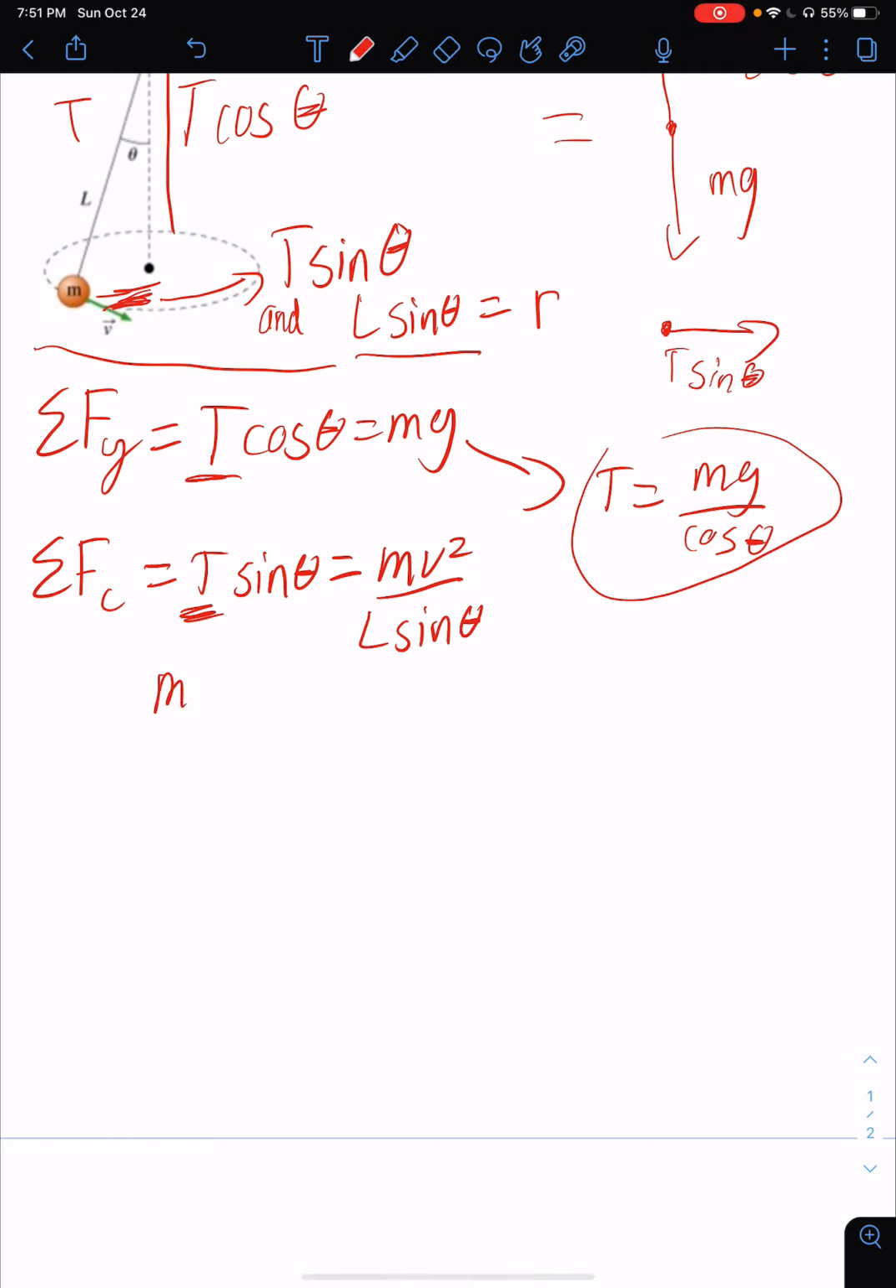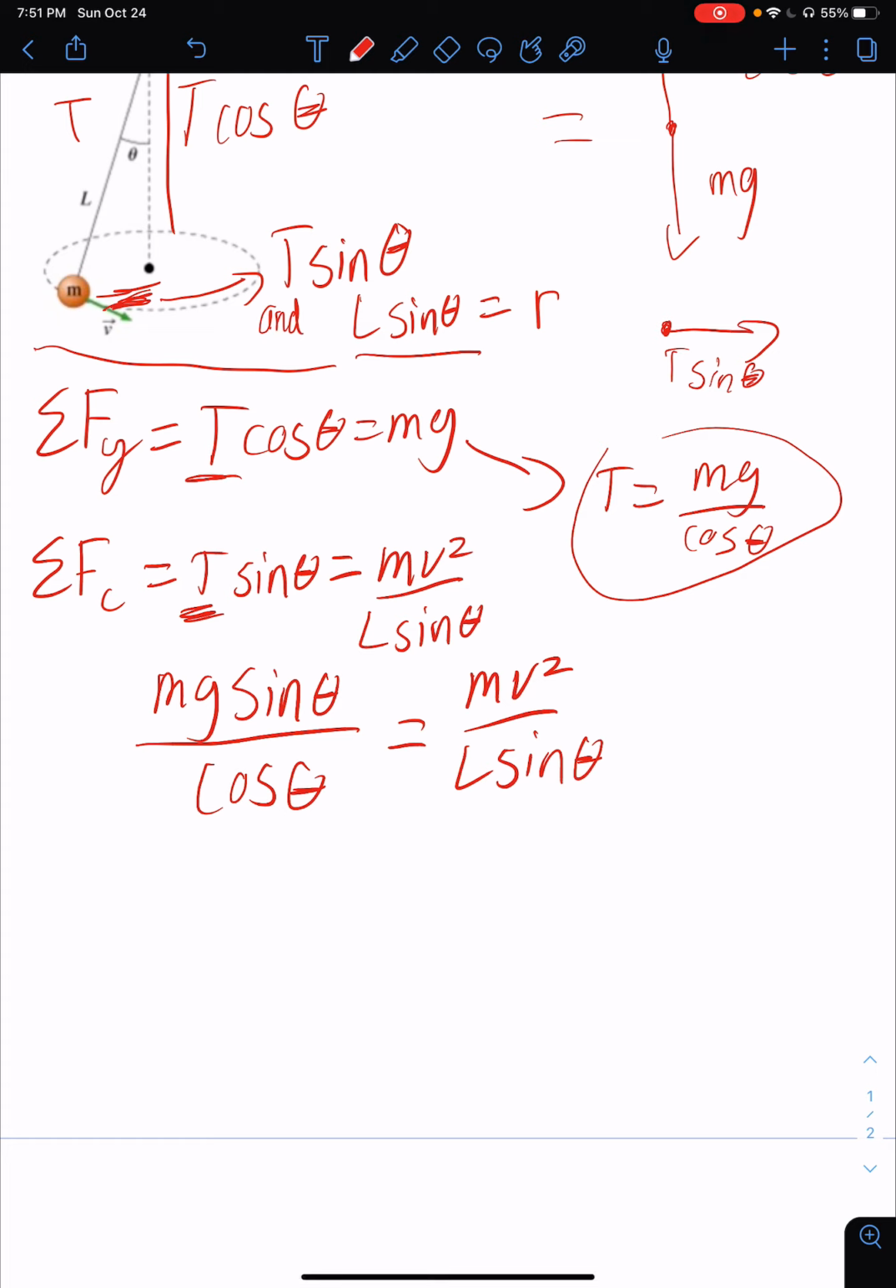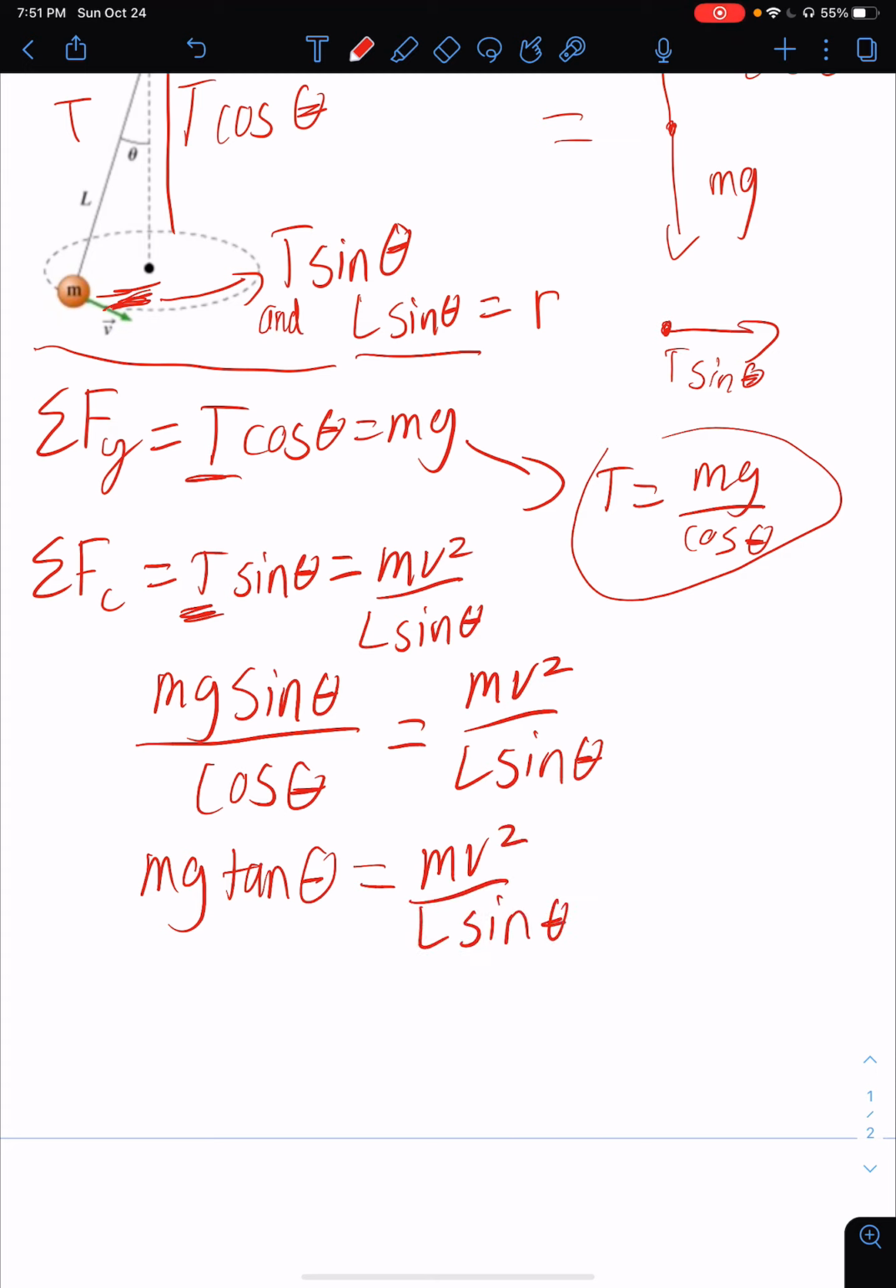So mg sine theta over cosine theta is equal to mv squared over L sine theta. All right. Now remember, sine theta over cosine of theta is nothing but tan theta. All right. So mg tan theta is equal to mv squared over L sine theta. These m's cancel out, and we're left with g tan theta is equal to v squared over L sine theta.